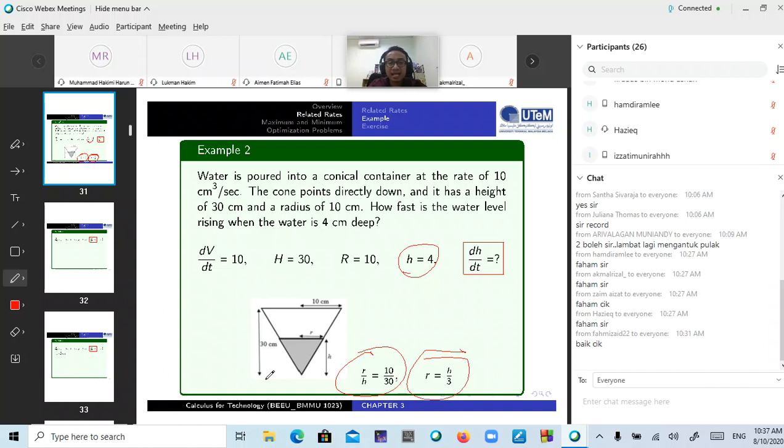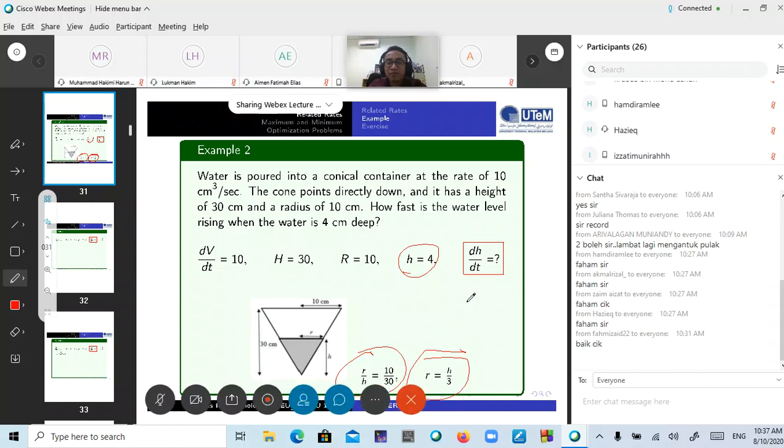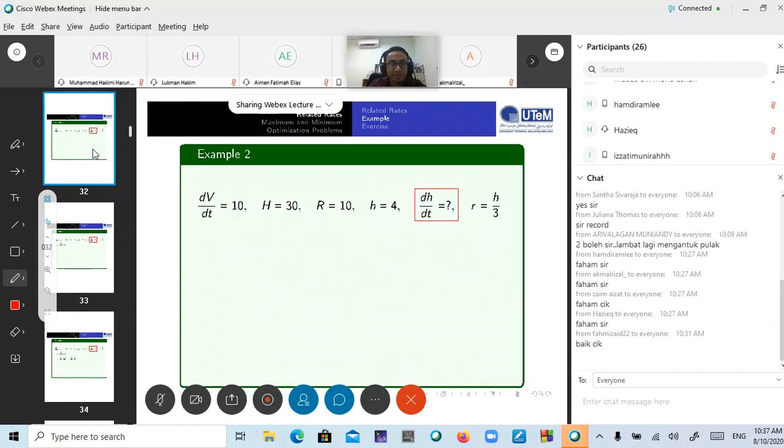Okay. Then yang awak nak cari apa? d hash over dt. Okay. So bila awak nak cari d hash over dt, so awak buat macam tu. Volume. Okay. Awak nak guna formula volume. Kenapa kita guna formula volume? Sebab it is given to you dV over dt. So awak guna formula volume. Volume of the cone, 1 over 3 pi r square times by hash.